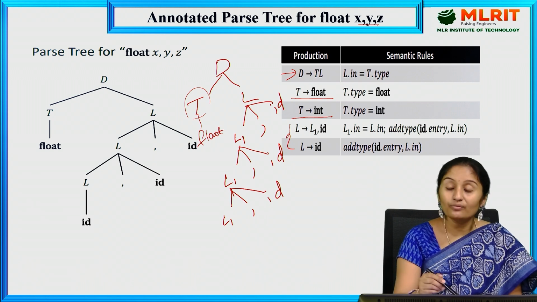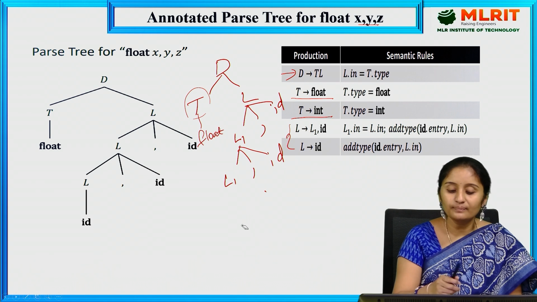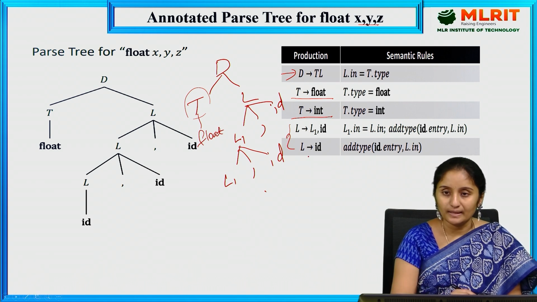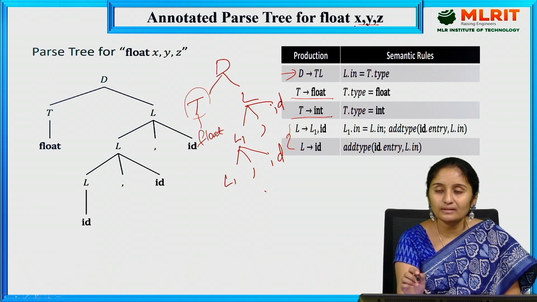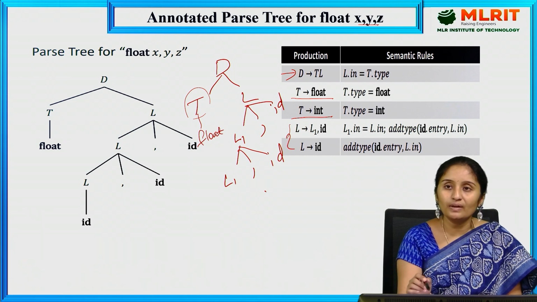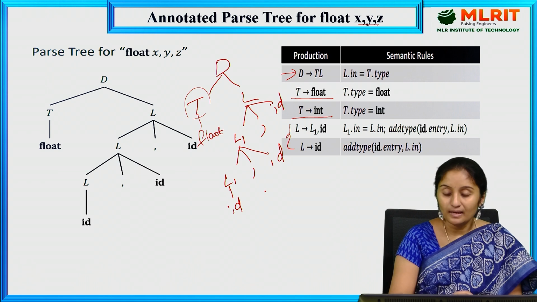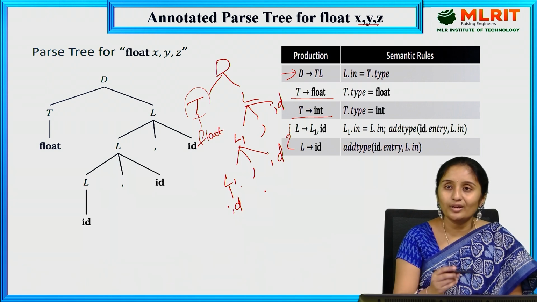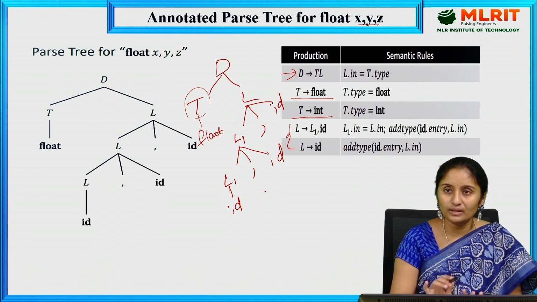Why? Because there are four variables, so I need to take L produces ID directly, because I have three variables. X is one variable, Y is another, Z is another. So there are three variables, and I need to end over here. So I am taking ID instead of L1 comma ID. If I take L1 comma ID, I am going to get four variables, but I have only three variables.